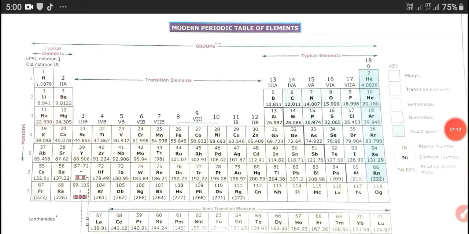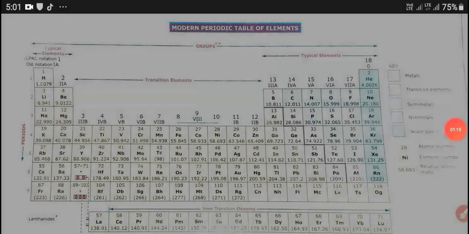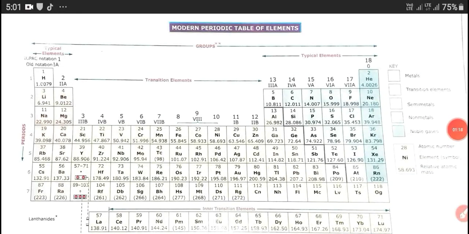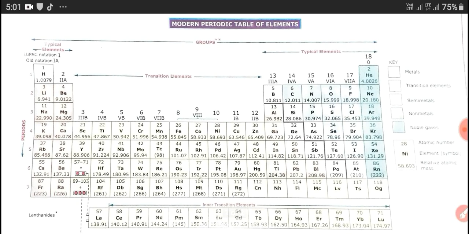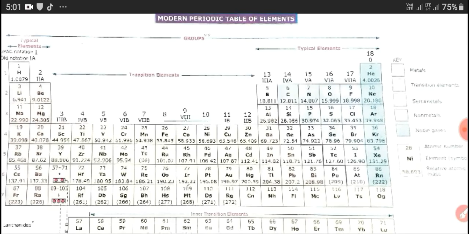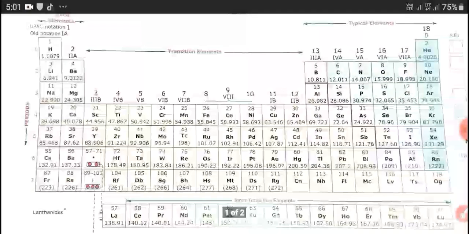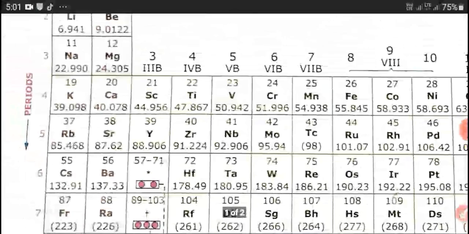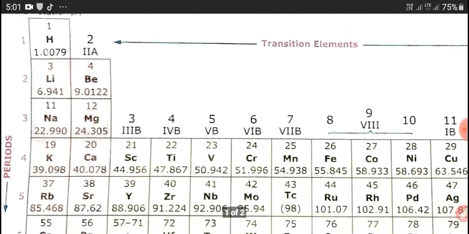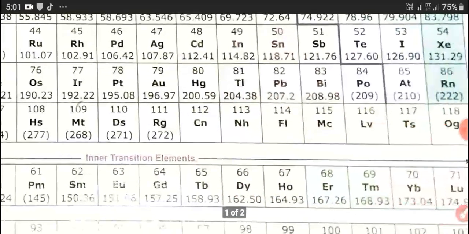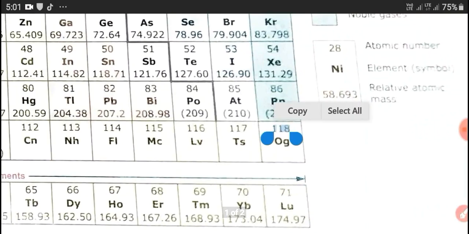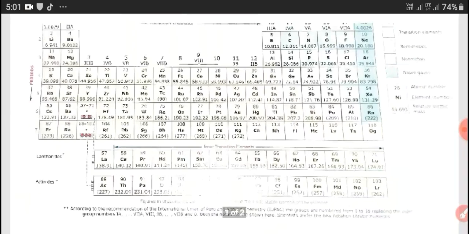Okay, students, the first one is the periodic table, the modern periodic table of elements. This diagram is very important for you this year. You try to draw it. Many symbols are given here. Go through it. It is there in your book, and try to do it in a rough copy or a drawing sheet.